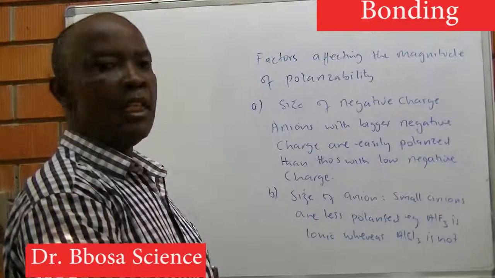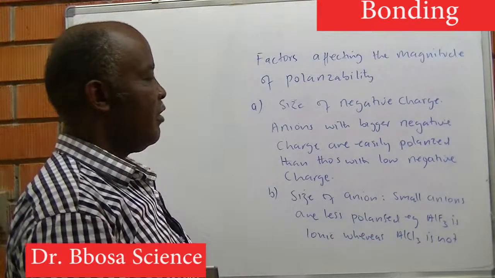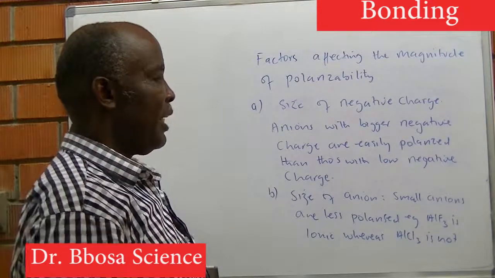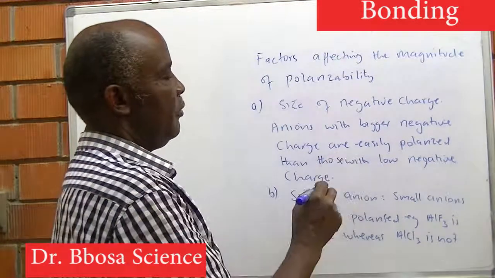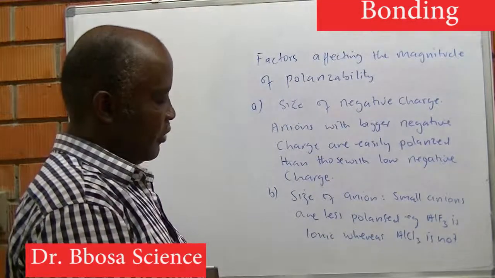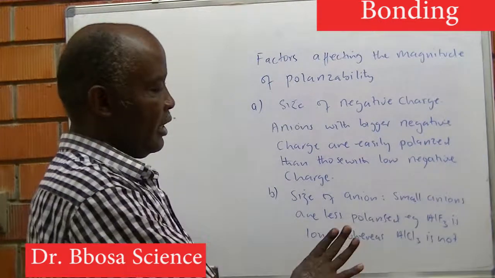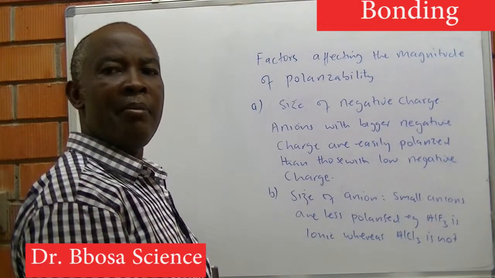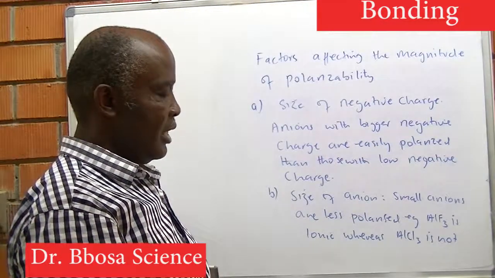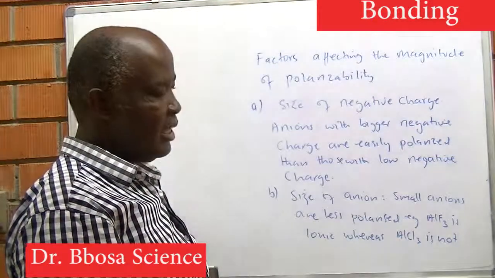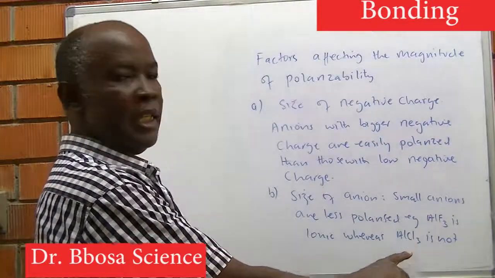Factors affecting the magnitude of polarizability. A. Size of negative charge. Anions with bigger negative charge are more easily polarized than those with low negative charge. B. Size of anion. Small anions are less polarized than bigger anions. For example, aluminium fluoride is ionic, whereas aluminium chloride is not, because the fluoride anion is smaller than the chloride anion.